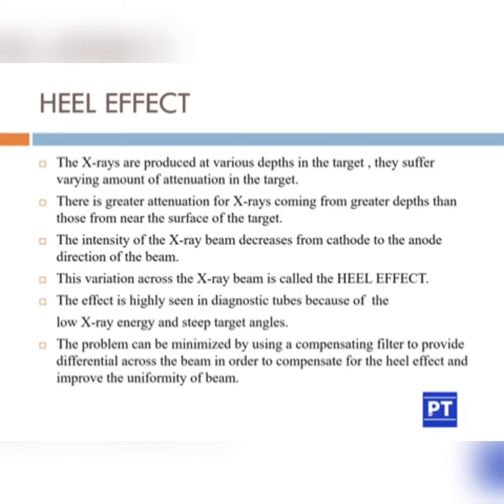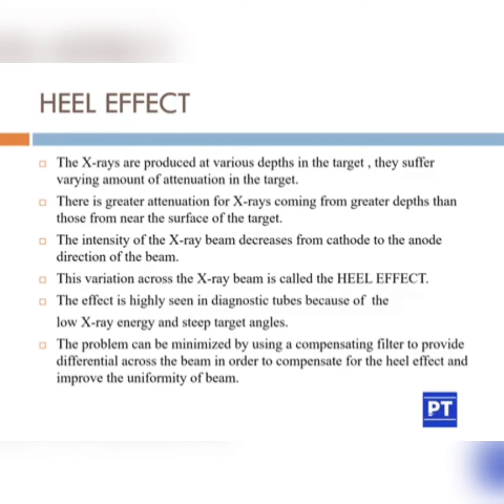So what is meant by the heel effect? X-rays are produced at various depths in the target. They suffer varying amounts of attenuation in the target. So when the X-rays are produced, the attenuation is happening there itself. There is greater attenuation for X-rays coming from greater depth than those from near the surface of the target. The intensity of the X-ray beam decreases from the cathode to the anode direction of the beam. This variation across the X-ray beam is called the heel effect.